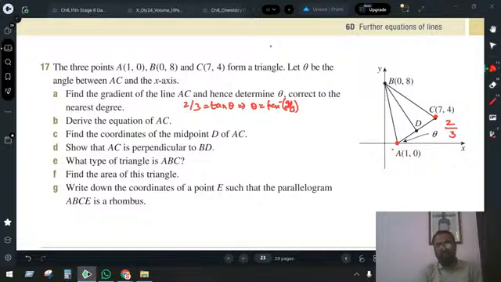Derive the equation of AC. For AC you already have one point, A (1, 0), and for the equation we need the gradient m equals 2 by 3. So write down the equation: y minus 0 equals 2 by 3 into x minus 1. I'm getting a lot of disturbance, noise.